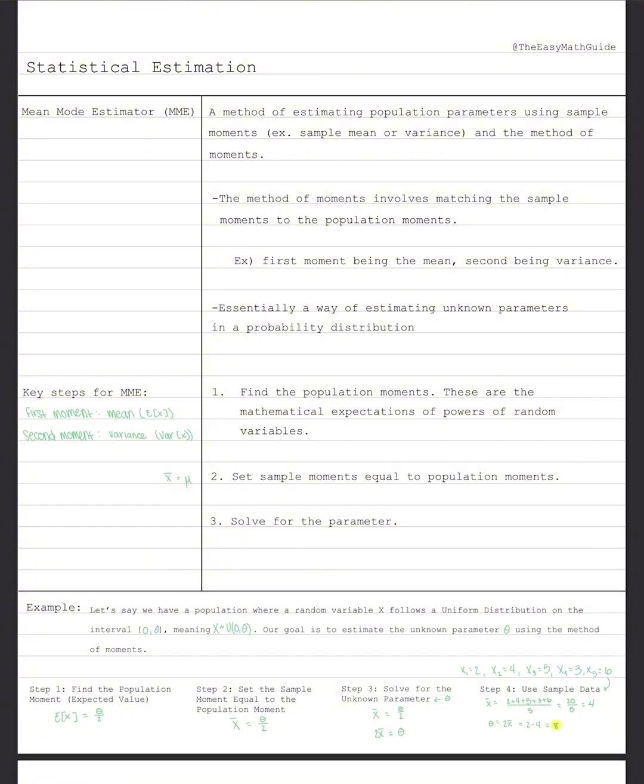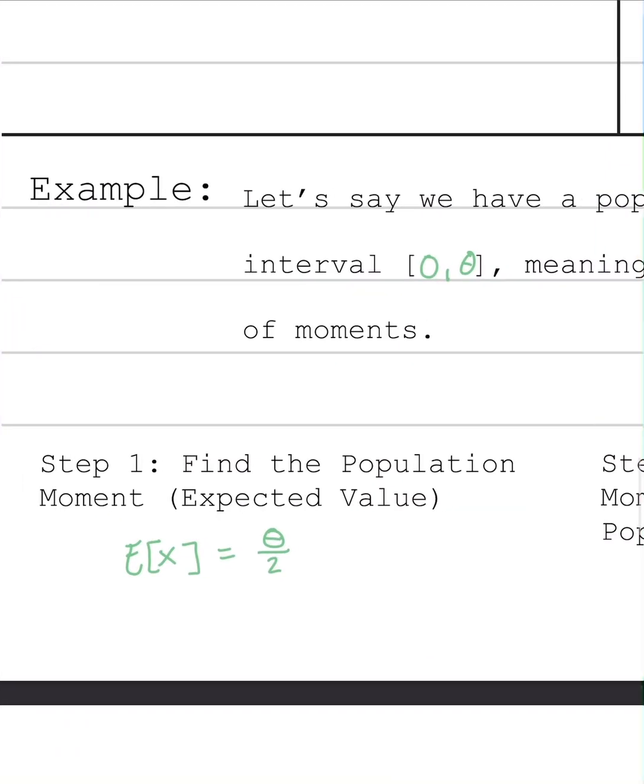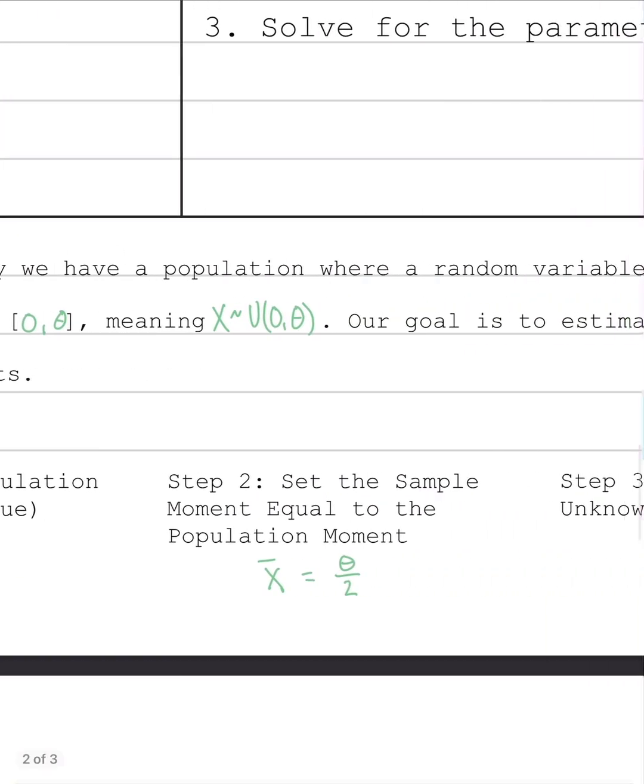So this example down here, we're going to pretend that we have a population where random variable X follows a uniform distribution, and then we're going to try and estimate the unknown parameter theta using the method of moments, all right? So step one is just to find your population moment. So we've got our mean right here, and we're setting it equal to theta over 2, okay?